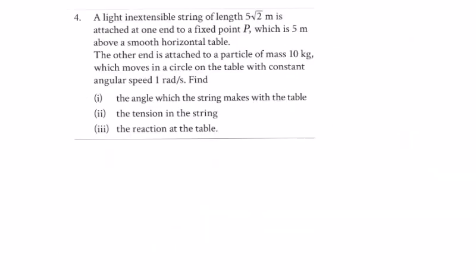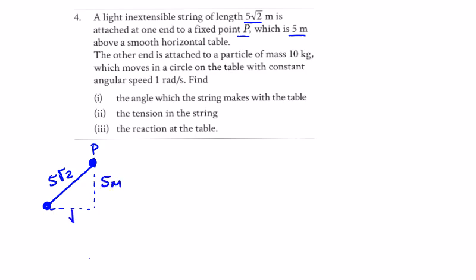In question 4, the string's length is 5 root 2 meters, and it's again fixed to a point P, which is 5 meters above a table. So we have P up here. We have the length of the string is 5 root 2. To get the radius of motion, we'll use Pythagoras. We have 5 meters here.